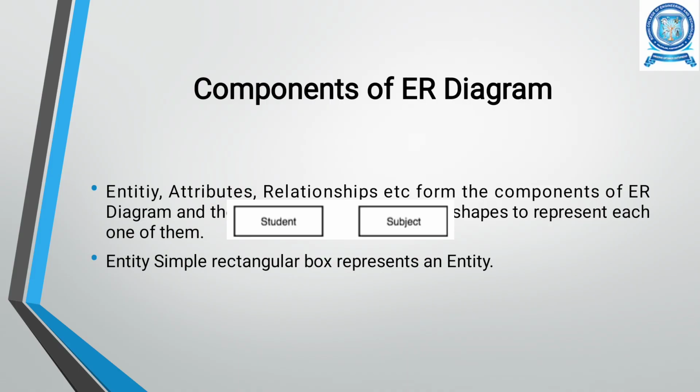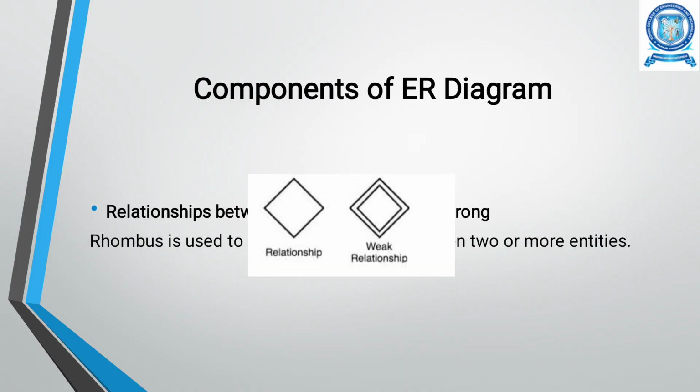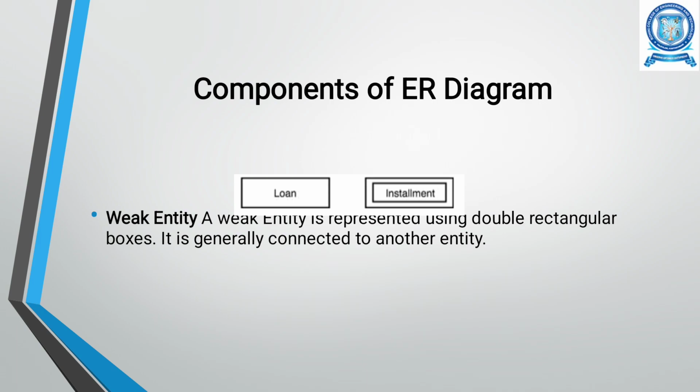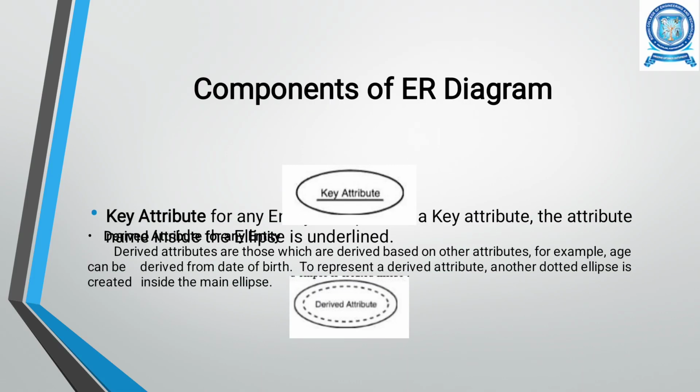Entity symbol: a rectangular box represents an entity. Then the diamond box is represented as a relationship. Then the double diamond box is represented as a weak relationship. Then the oval or ellipse shape is used to represent an attribute. Then a weak entity is represented using double rectangular boxes. It is generally connected to another entity.